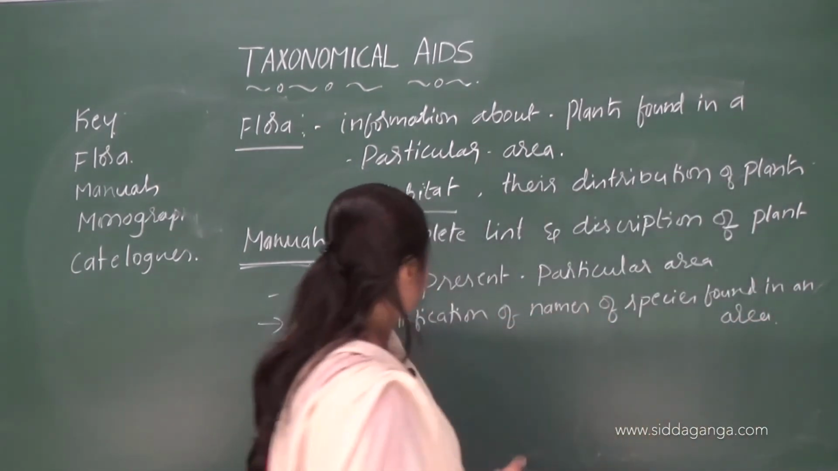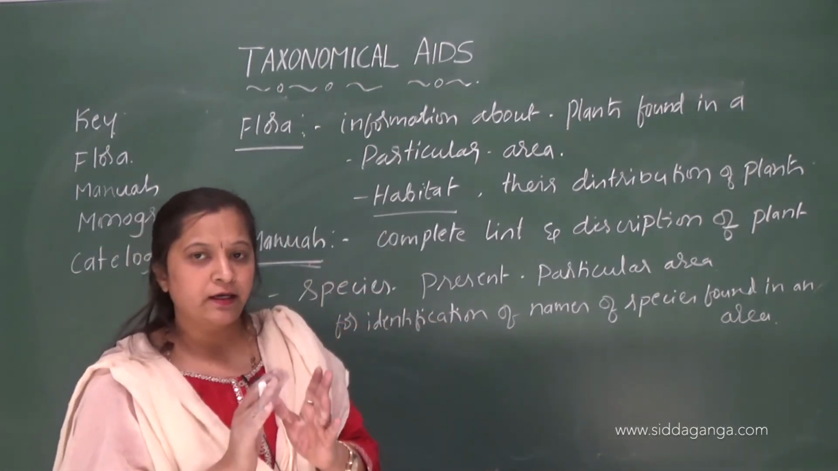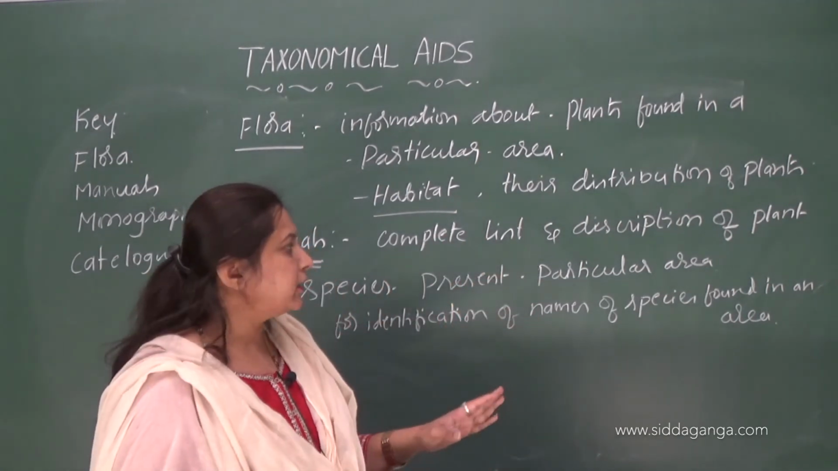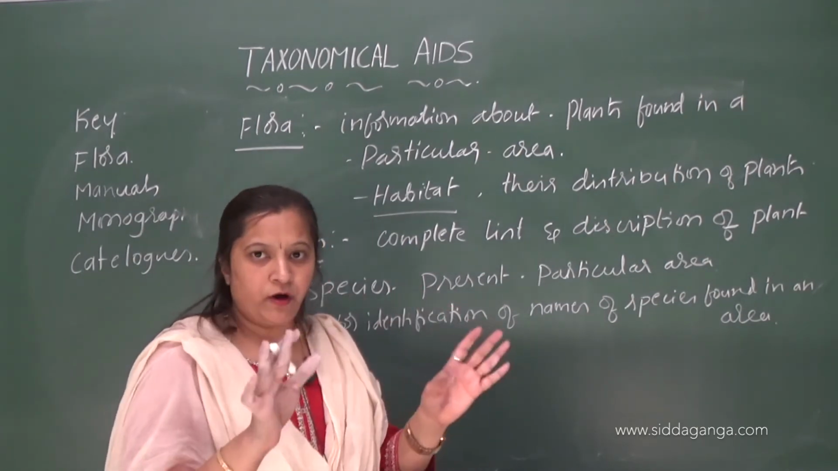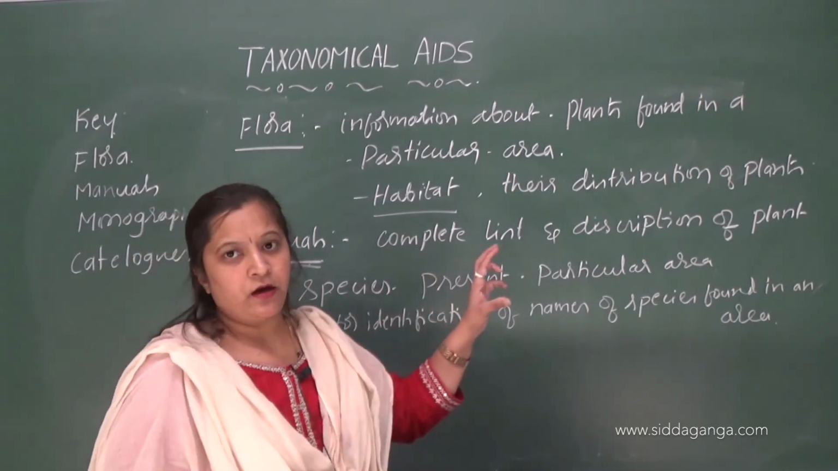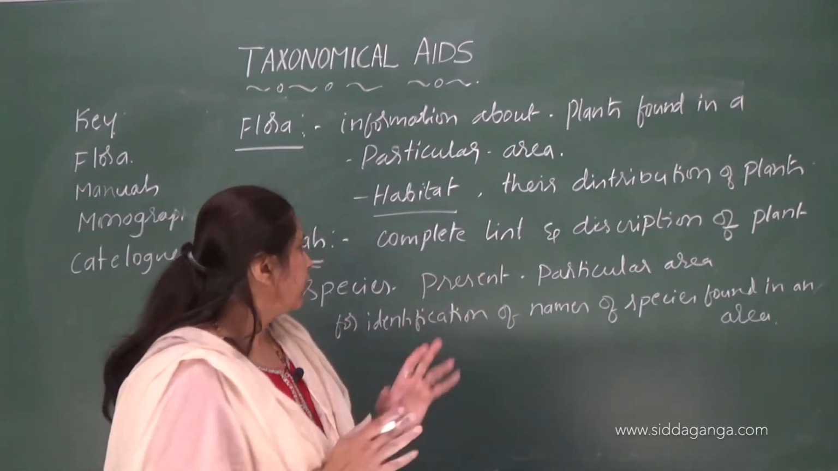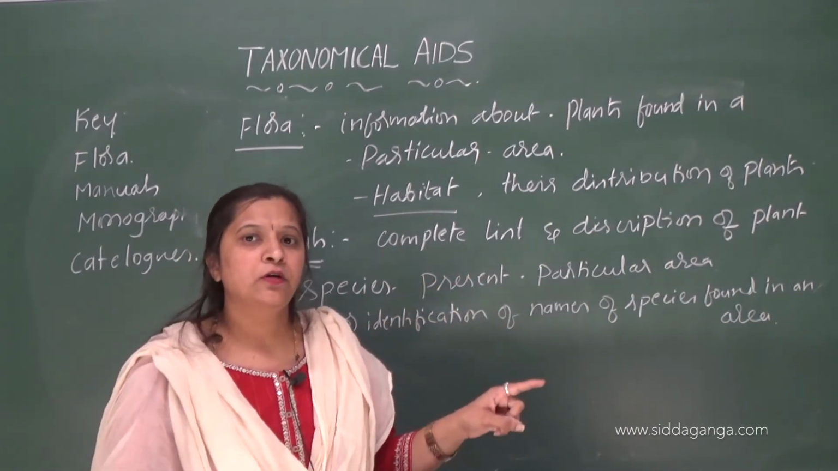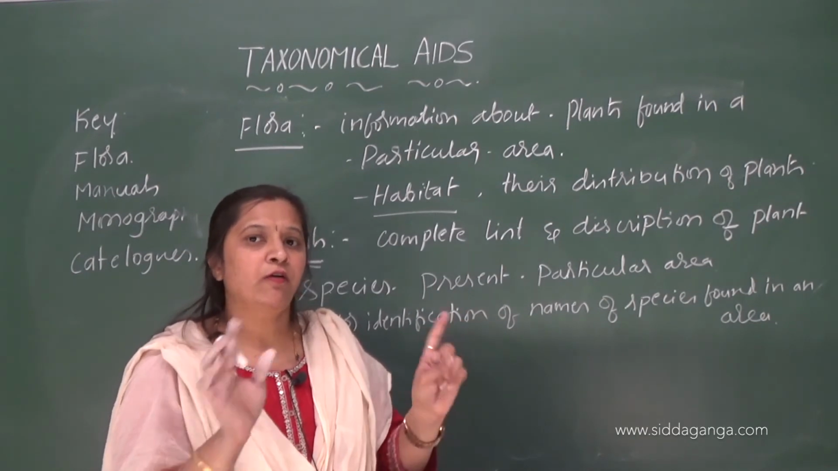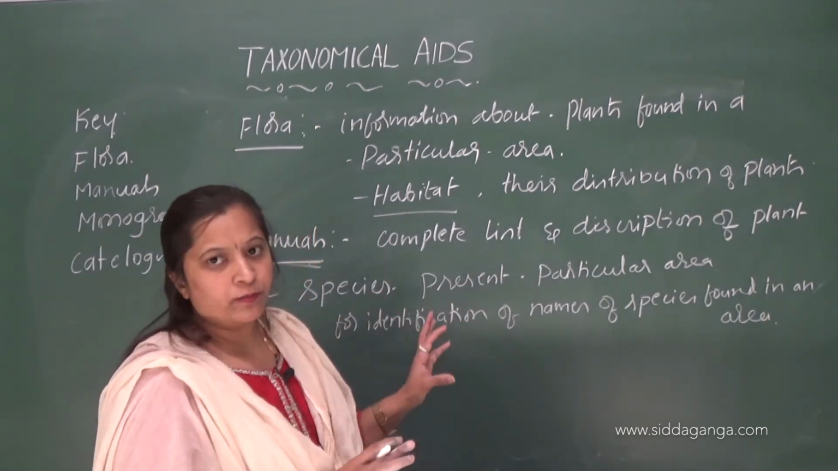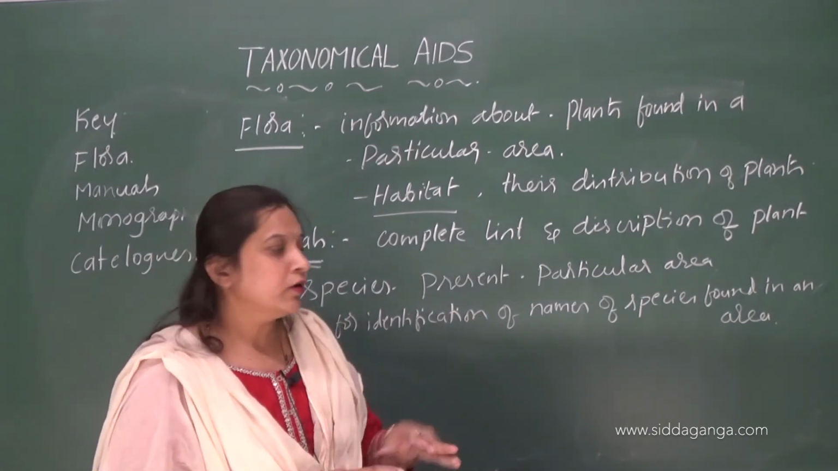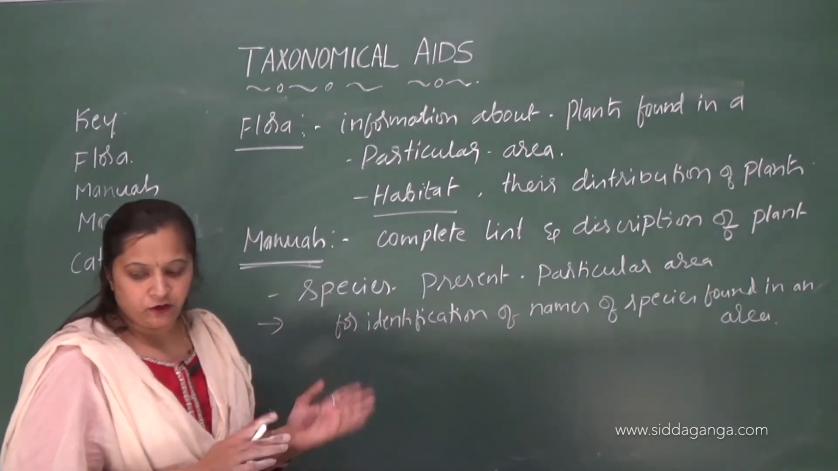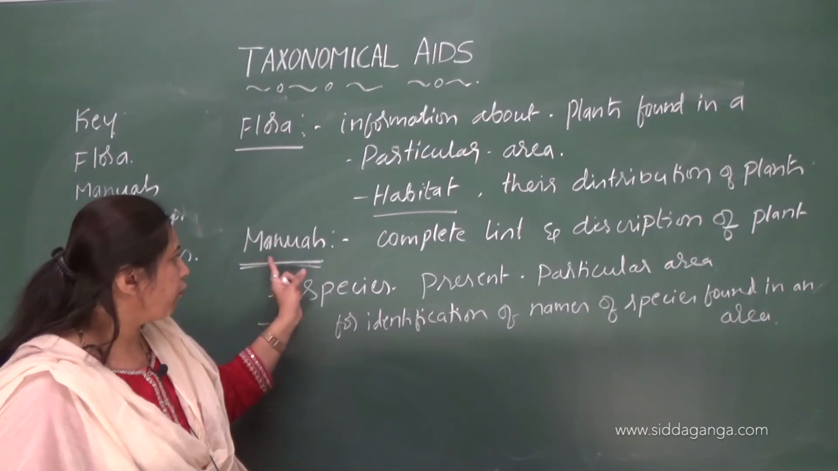So what actually do the manuals contain? Manuals are the books which contain a complete list of all the plants along with their description which are present in a particular area. These books also provide information for the identification of the names of species found in that particular area. Okay, so this is what manuals are. We will come to know what is flora and what is a manual.